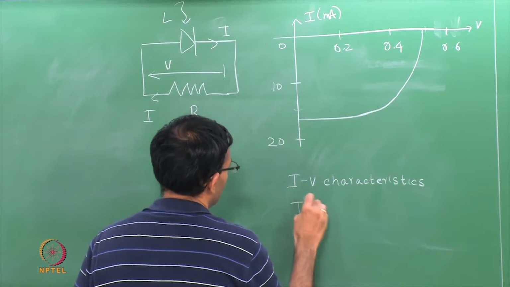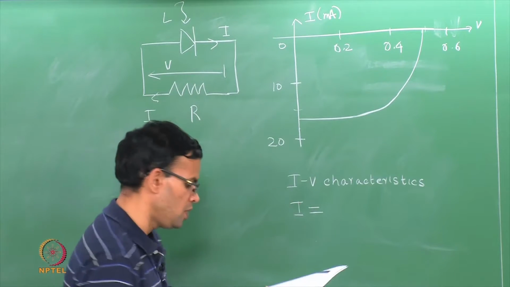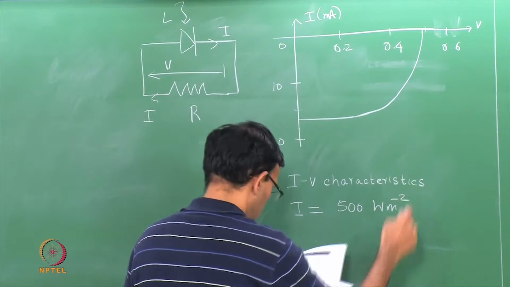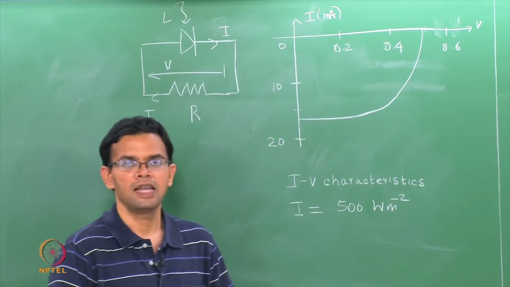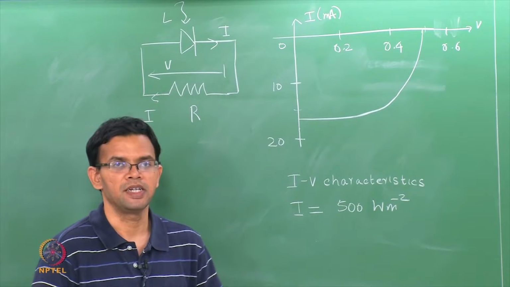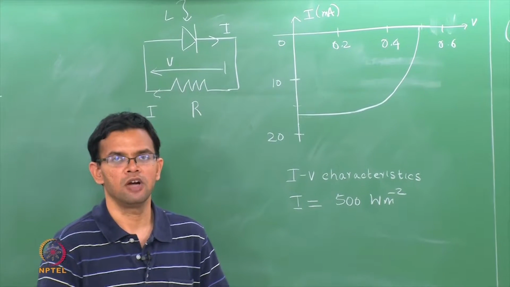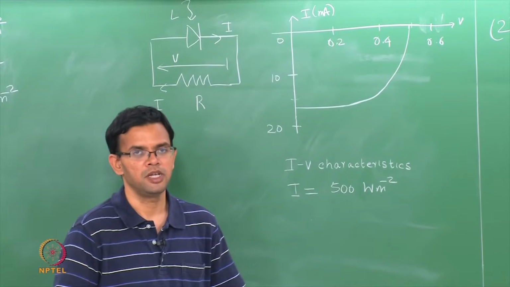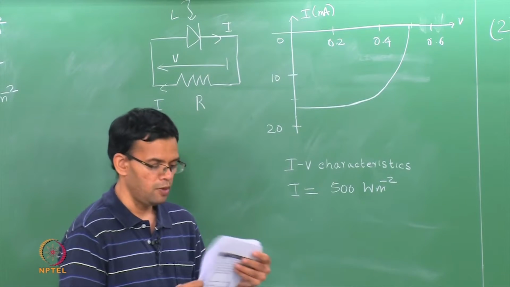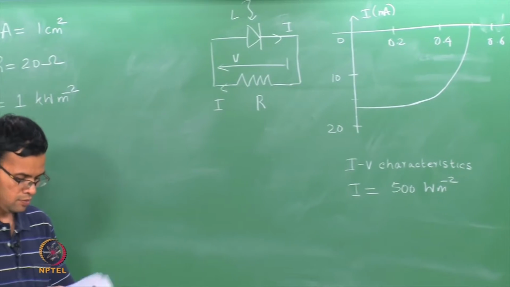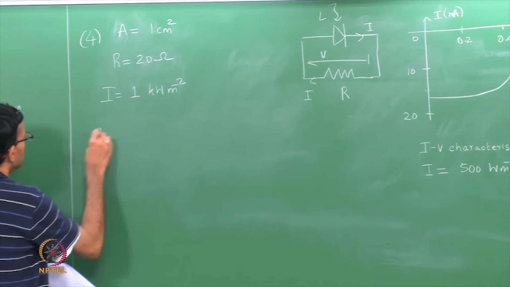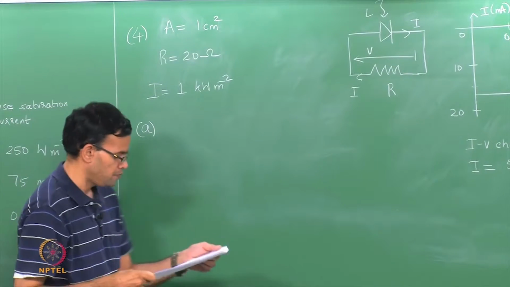So, this is drawn when the illumination is 500 watts per meter square. So, we are asked to calculate the current for a particular voltage or the voltage for a particular current when the illumination is now changed to 1000 watts per meter square. So, we can go to the problem. So, let us go to part A.